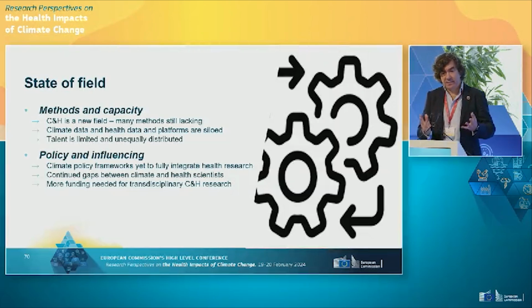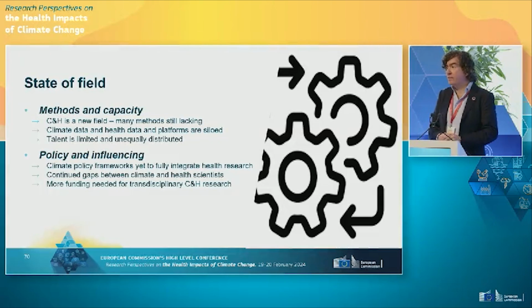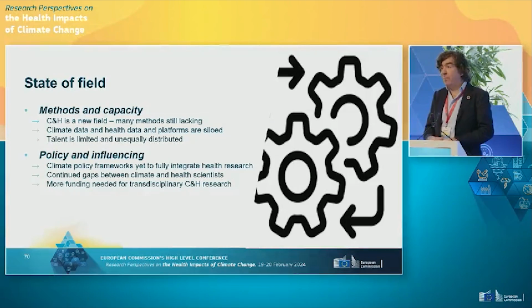And then on policy and influencing, and this goes to some of the discussions we've had at COP and other places, there are loads of climate policy frameworks. They don't yet fully integrate health. There are continued gaps, as we've just talked about, between climate and health scientists, and much more funding is needed to support transdisciplinary climate and health research. We made a commitment at COP this financial year to spend at least £100 million from Wellcome on this research agenda, but that's a drop in the ocean for what really needs to be done.